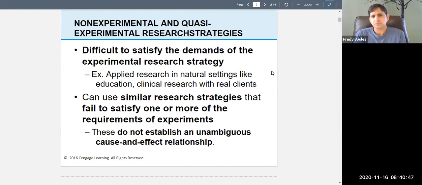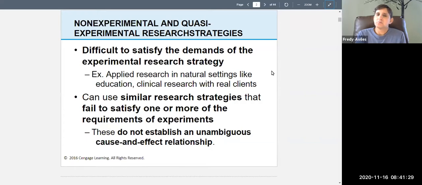There are other examples. There are people who have experienced neglect, or people who have gone through all sorts of things that you cannot manipulate because it's just unethical. But you can find these people, and you can see if there are differences between them. That really wouldn't be an experiment, but it does some things that are similar to an experiment. So you can use similar research strategies that fail to satisfy one or more of the requirements of experiments. You can still at least compare groups, even though you can't manipulate, you can't create those groups. You can't always create them.